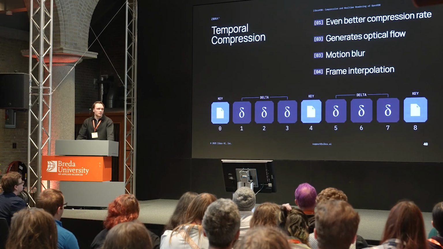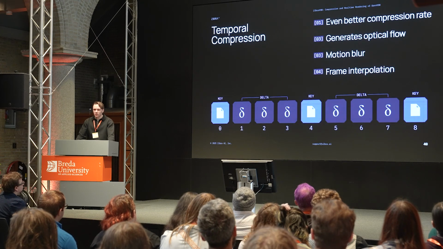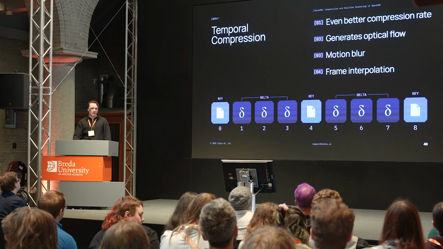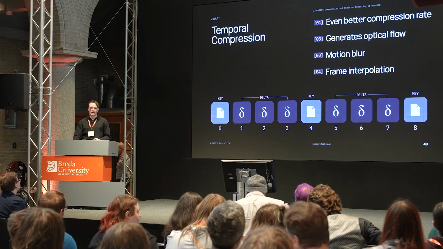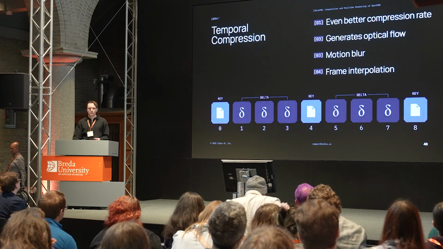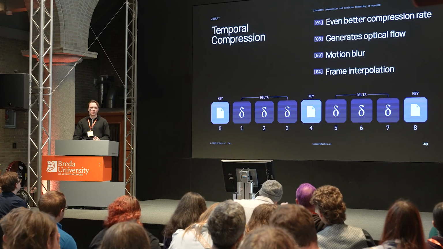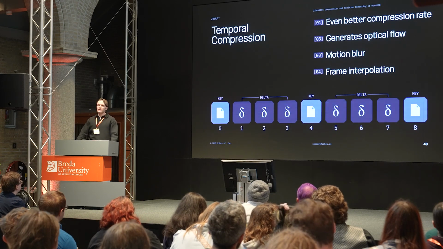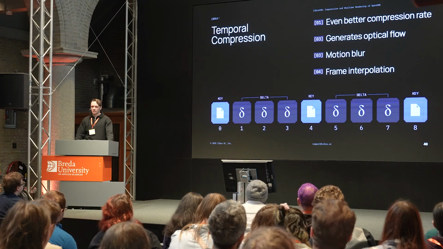Next, a very important thing we are working on is temporal compression. This is something that video codecs do. Instead of compressing each frame separately, you compress, for example, each fifth frame, and for all frames in between, you calculate a delta. So what's the difference between them? And you compress this difference, not the whole frame. This will allow us to get much better compression rates, and it also has additional features.